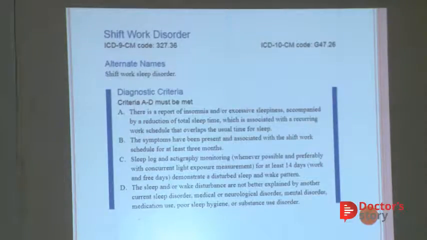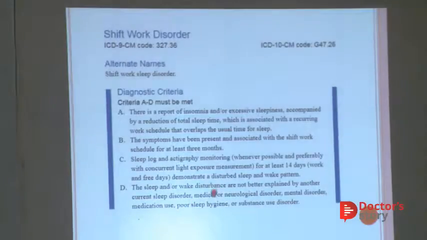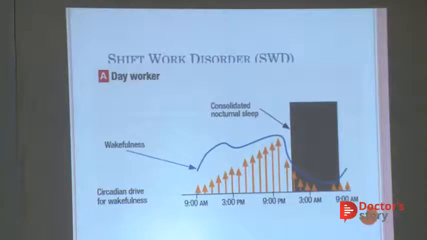Okay. So what is the diagnostic criteria for shift work disorder? They should have a reduction in total sleep time associated with a recurring work schedule that overlaps the usual time for sleep. So during the time when they're supposed to be awake, they're trying to sleep, and they're working the opposite. And this should be for at least 3 months, you do an actigraphy, and this disturbance should not be explained by any other condition. So this is the day worker. You're awake here, and you get your consolidated nighttime sleep.